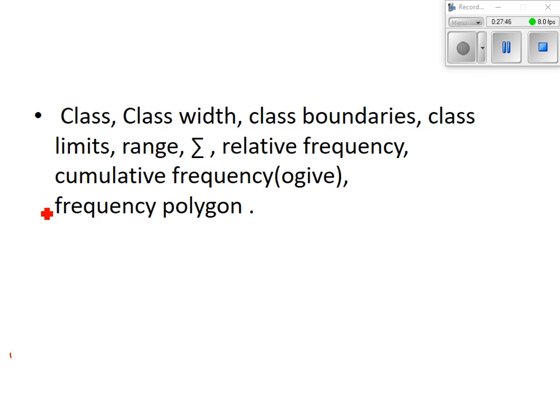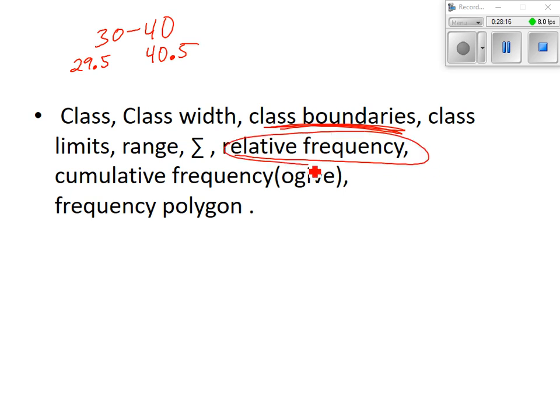Class width, class boundaries, these are all the things that we could have. For the class boundaries, if our first class was 30 to 40, all you do to find the class boundaries is subtract a half from this one and add a half to that one. So the class boundaries for that class would be 29.5 and 40.5. Relative frequency, remember, is the percents. That's where you take your frequency, how many you had in that class, and divide by the total number in all of your data.